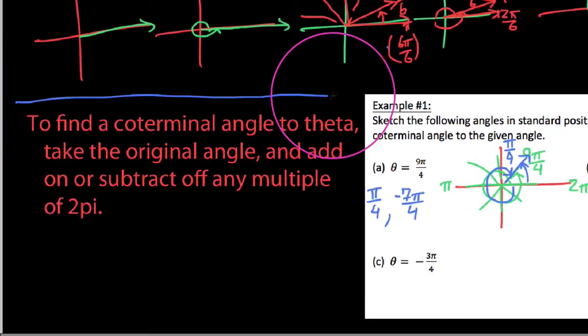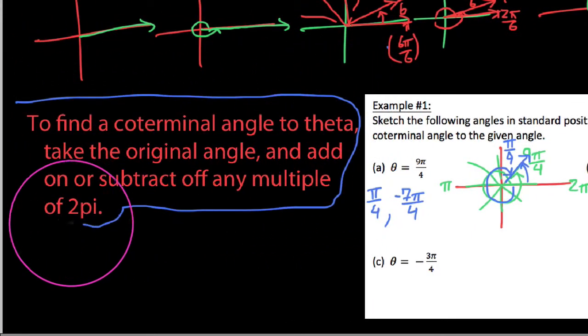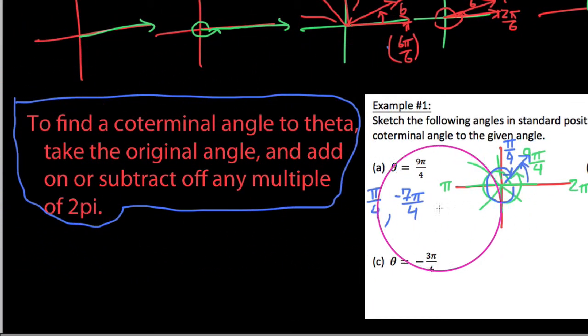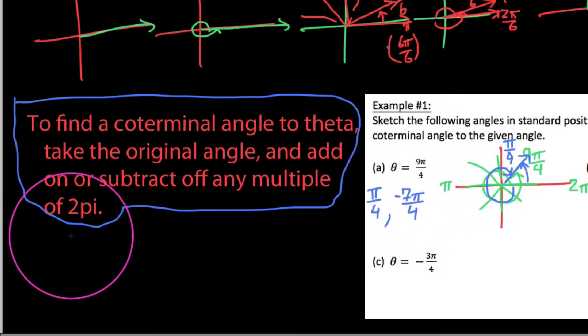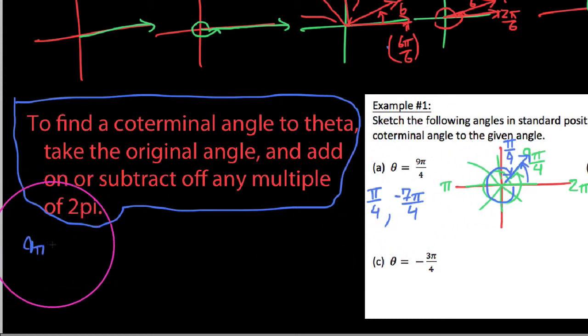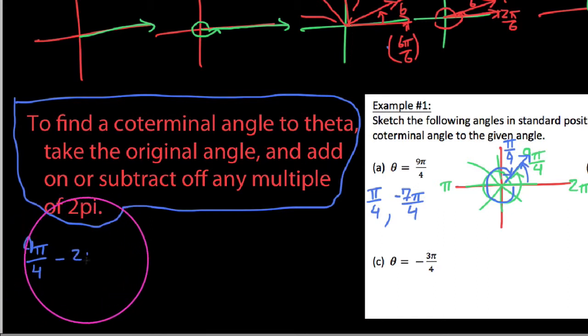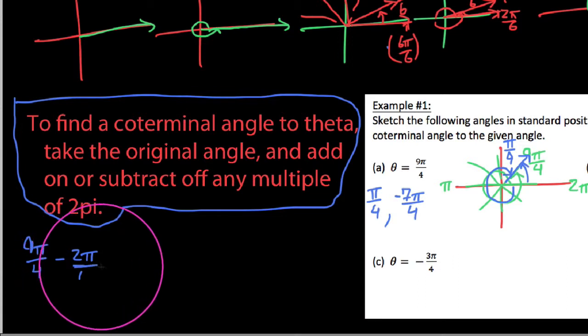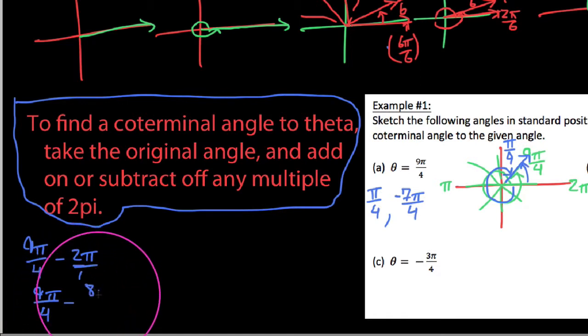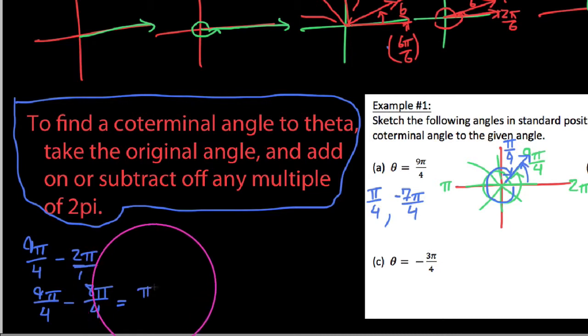According to what I've said over here, without having to actually sketch this and determine this visually, we could actually do this algebraically. So we're going to say 9 pi fourths. If I wanted to find something coterminal to this, we'll just take off 2 pi. And the important thing here is you're dealing with fractions. So we say this is 2 pi wholes. This would be the same thing as, with the common denominator, 9 pi fourths minus 8 pi fourths. And to subtract off 8 pi fourths would give us just a single pi fourth.